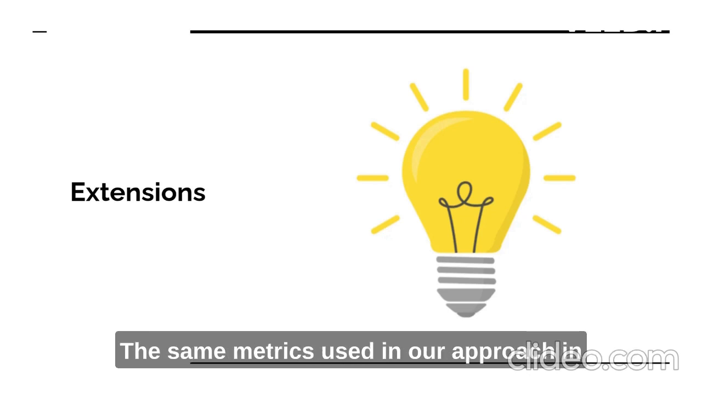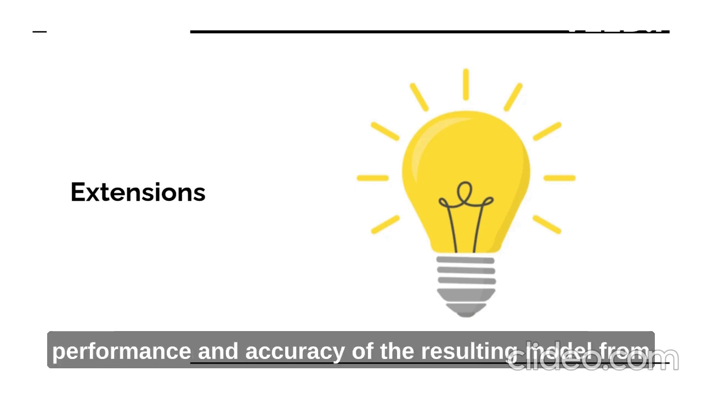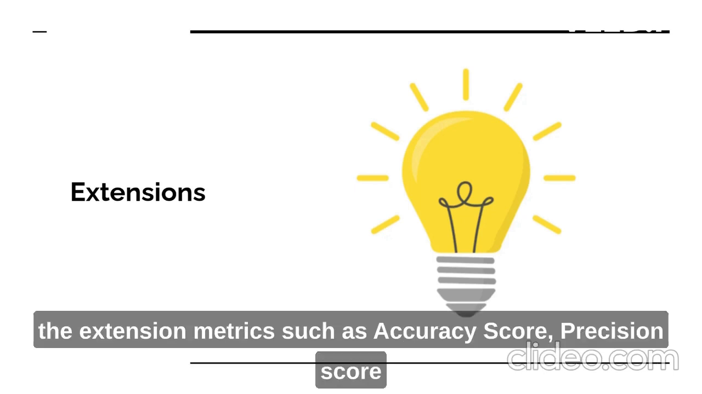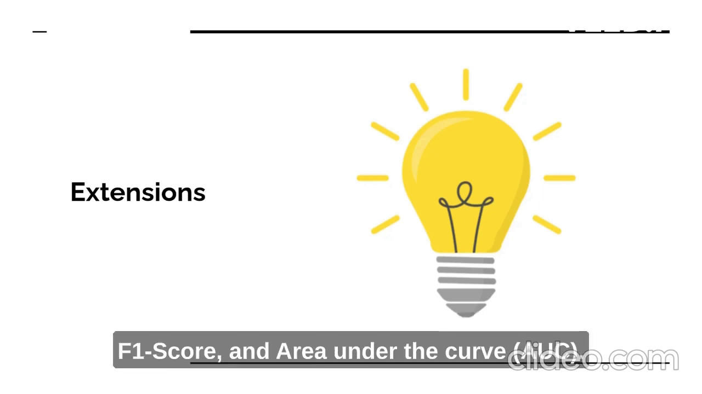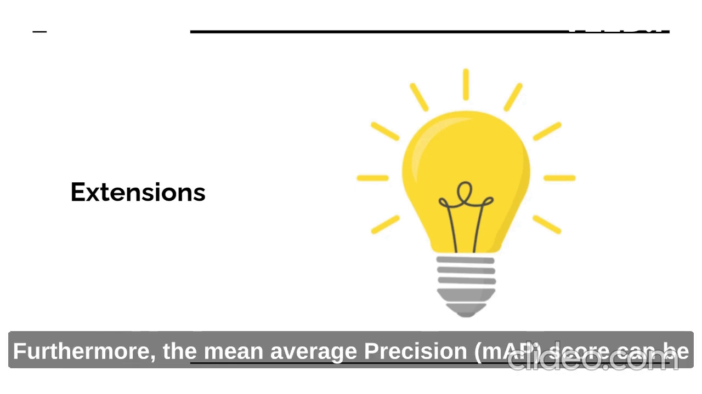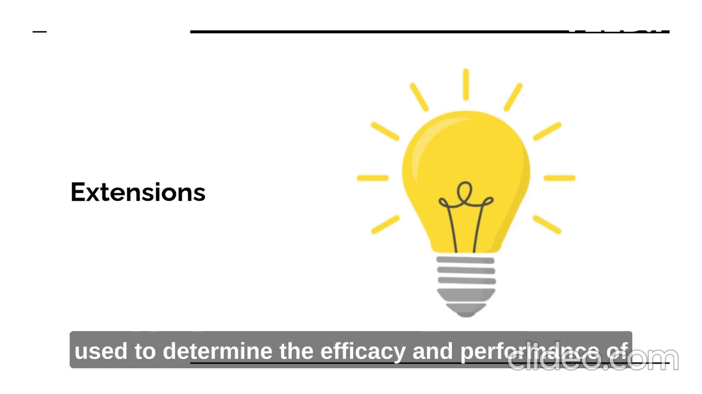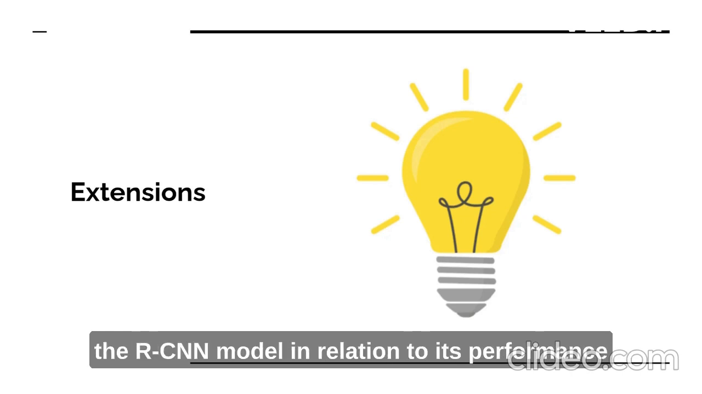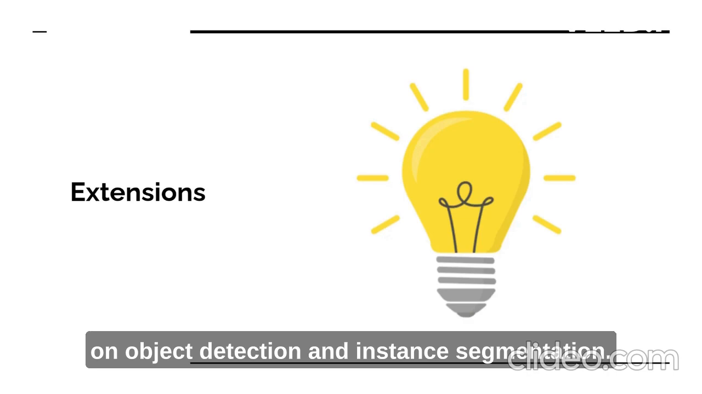The same metrics used in our approach in assignment 2 can be used to determine the performance and accuracy of the resulting model from the extension. Metrics such as accuracy score, precision score, F1 score, and area under the curve. Furthermore, the mean average precision score can be used to determine the efficacy and performance of the RCNN model in relation to its performance on object detection and instance segmentation.